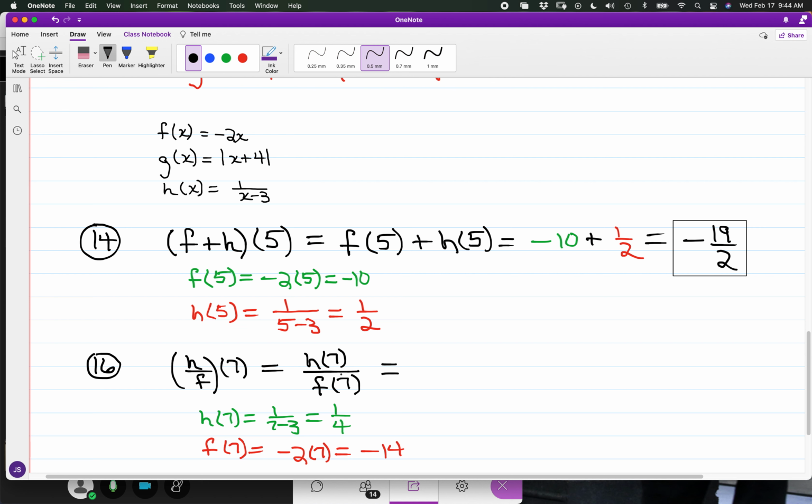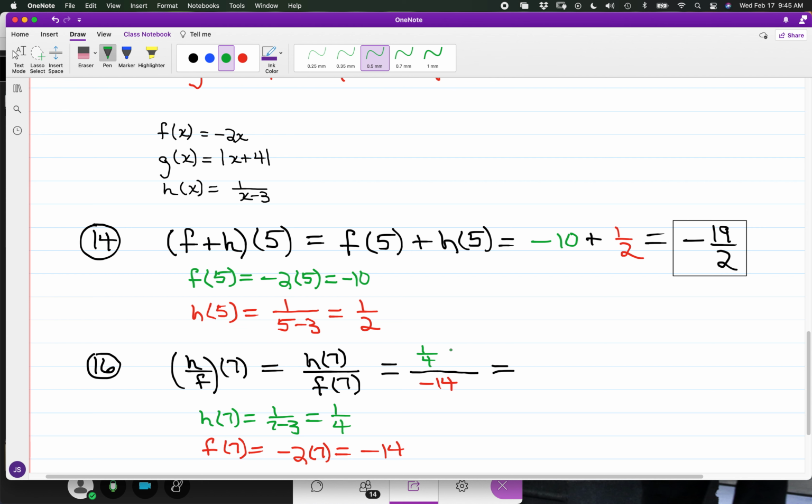And just placing the inputs, h of 7, again, is 1/4, and that is situated over f of 7, which is minus 14. So we have a ratio between a fraction and an integer. And to get out of this complex fraction notation, complex is where you have at least a fraction in the numerator and or denominator, not the letter i.